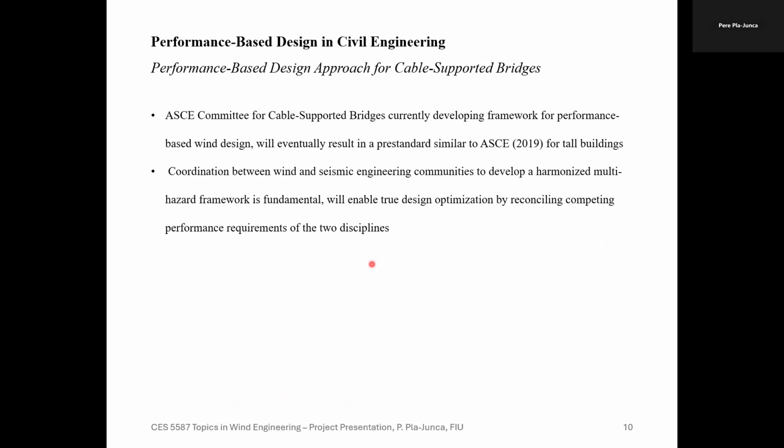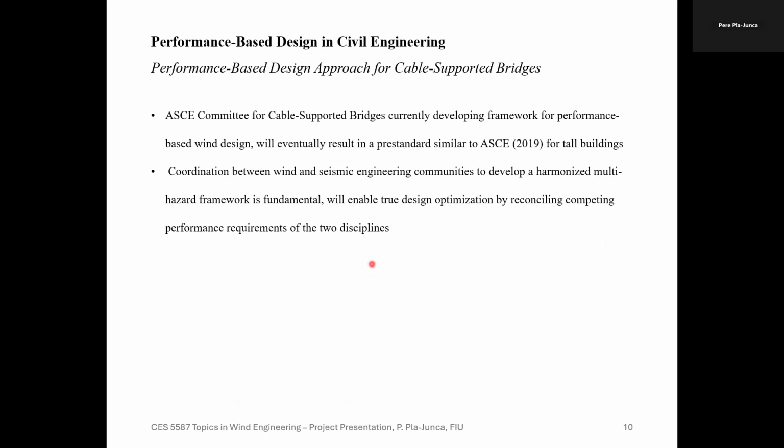Now, where we stand in terms of performance-based design of this type of bridges. The ASCE Committee for Cable-Supported Bridges is currently developing a framework for performance-based wind design of this type of bridges. And eventually, they will develop and publish a pre-standard similar to the pre-standard that the ASCE has published for tall buildings.